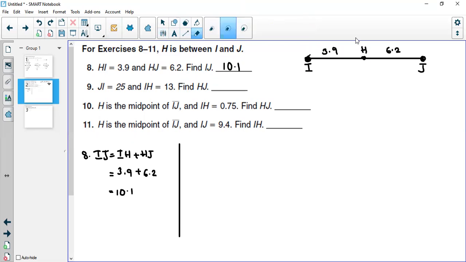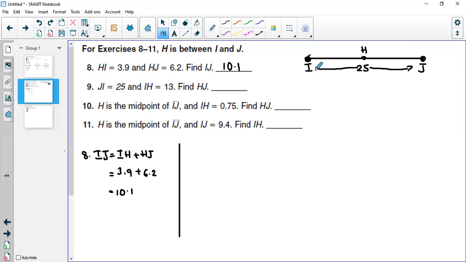Now to do question number 9, I need to remove these two values. Okay. JI, that's the whole length, is 25. Now they have given us the whole length. From here to there, from this corner to this, it's 25. IH is 13. So we need to find HJ. So let's make it as X.